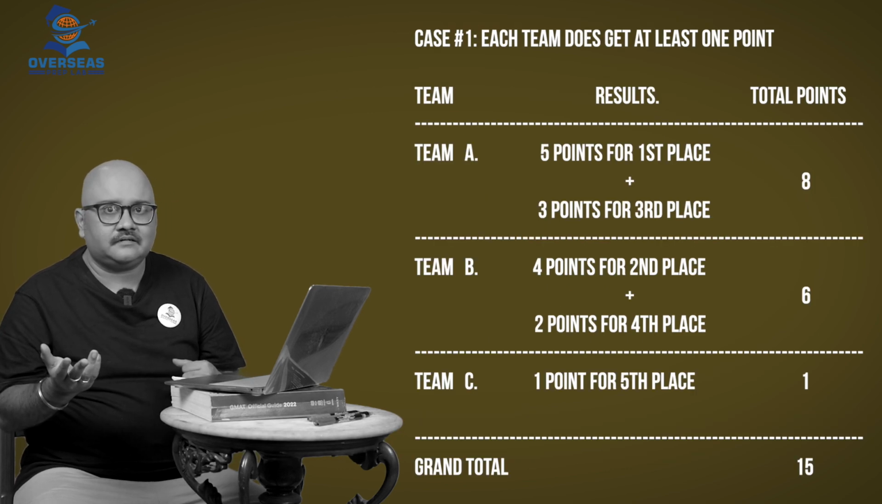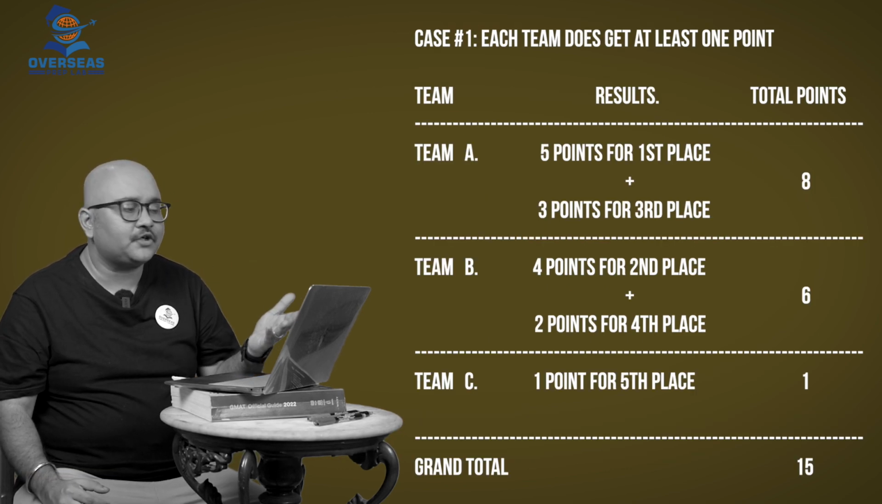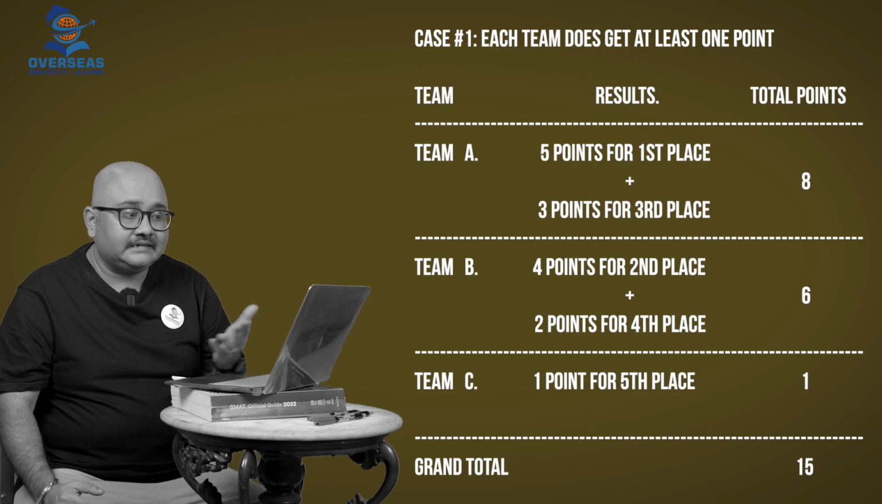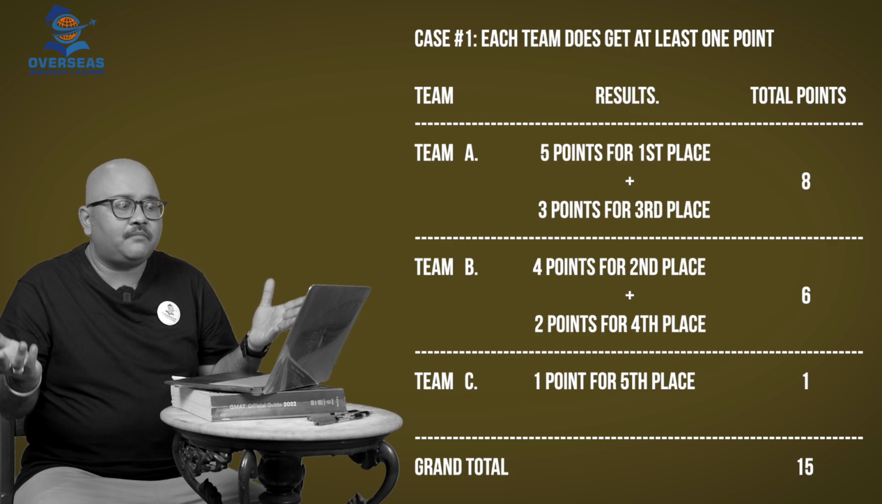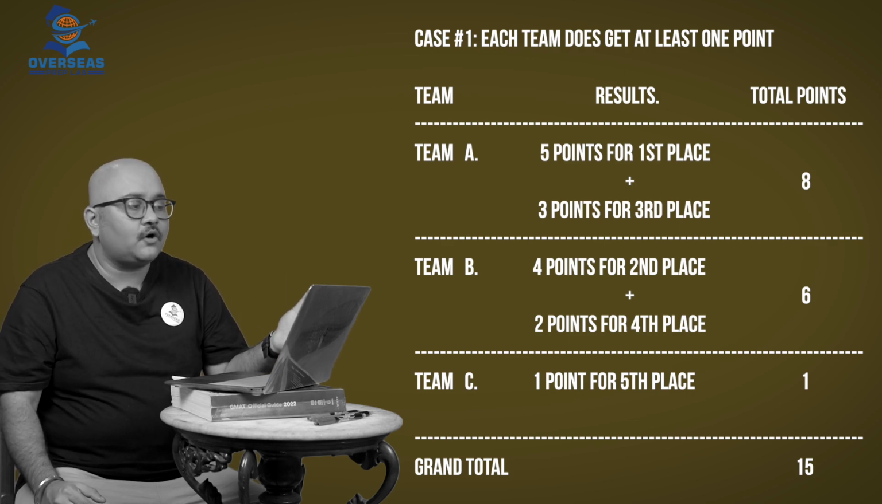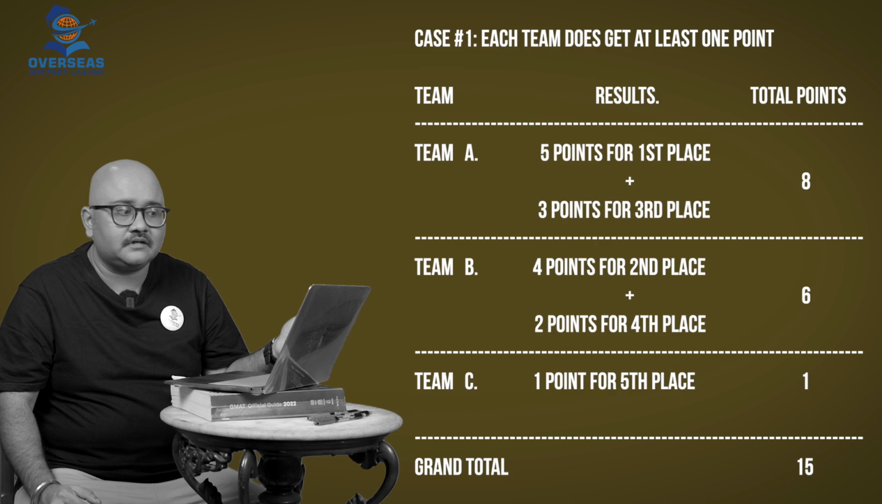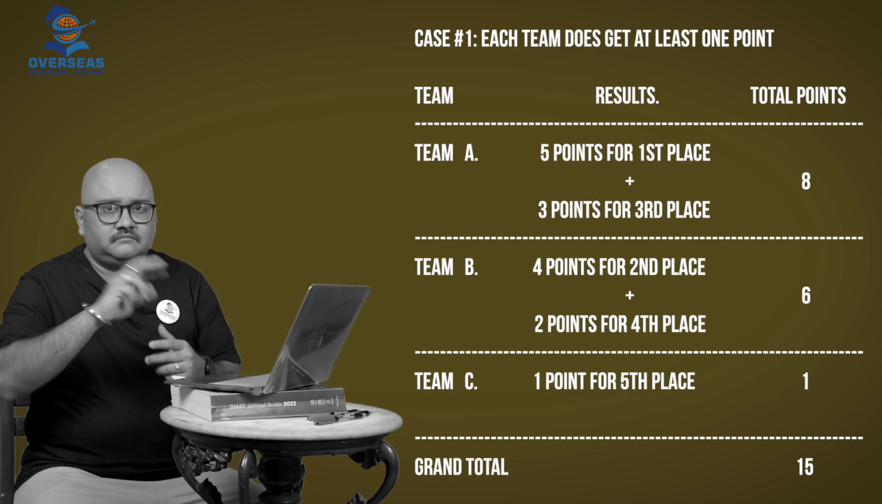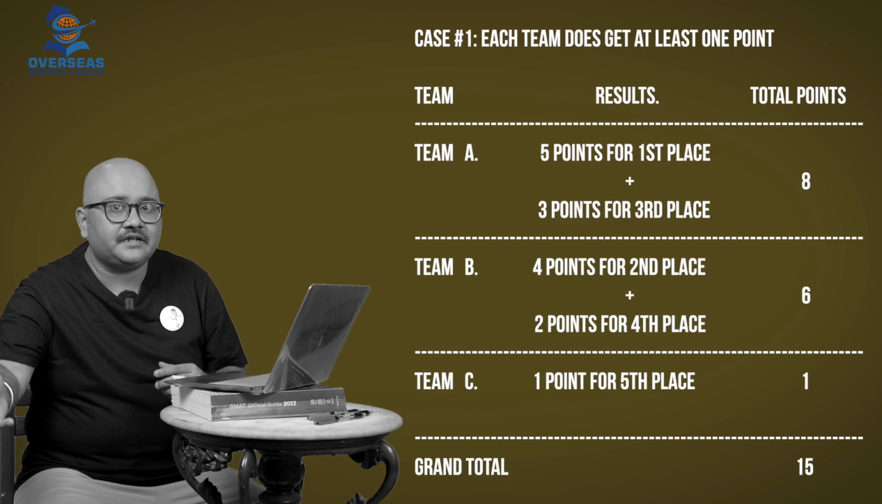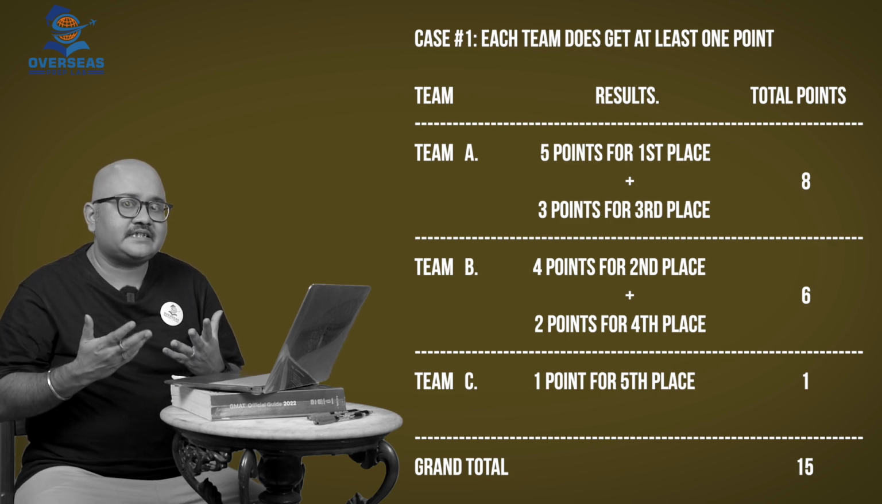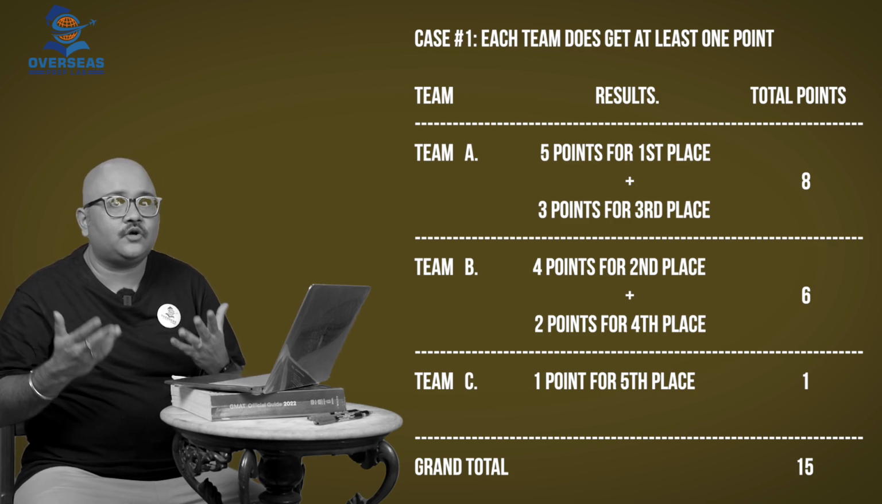Now you can see here very clearly that this upper limit of 6 guarantees that each team must have received at least 1 point. There is no way to get a total of 15 points without each team contributing some points to the total, isn't it? That is, 2 into 6 is equal to 12. That can't get you to 15, isn't it? So this statement is quite clearly sufficient on its own.